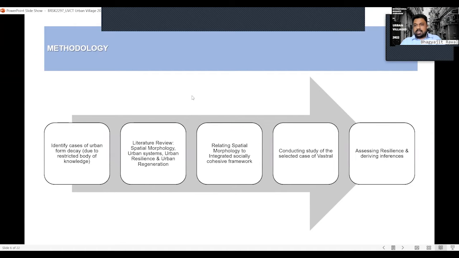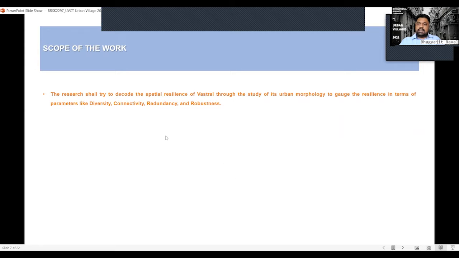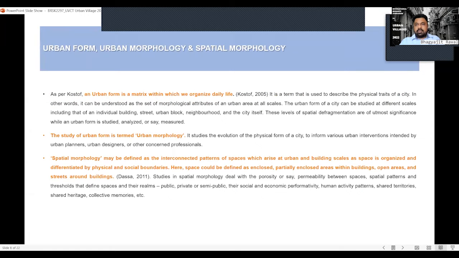This is the methodology. As you can see, we identified cases of urban form decay due to a restricted body of knowledge. Then the literature review is about spatial morphology, urban systems, urban resilience, and urban resolutions. Relating spatial morphology to an integrated social cohesive framework, and conducting a study of the selected case of Vastral, and assessing resilience and deriving inferences. The scope of the work is that the research shall try to decode the spatial resilience of Vastral through the study of its urban morphology to gauge the resilience in terms of parameters like diversity, connectivity, redundancy, and robustness.